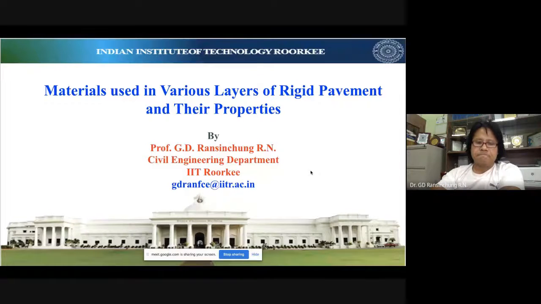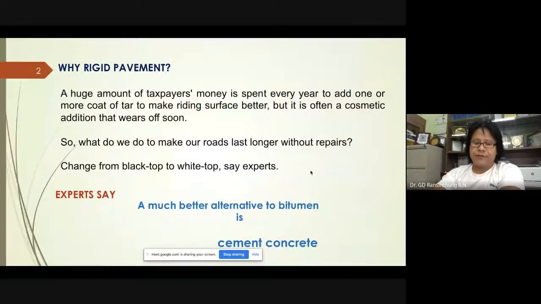So what I have done is, before I invite you to the core of my presentation, briefly, I would like to come up in this way. Why rigid pavement? As we know, broadly we have two different types of pavements. One is flexible pavement, and the other is rigid pavement.